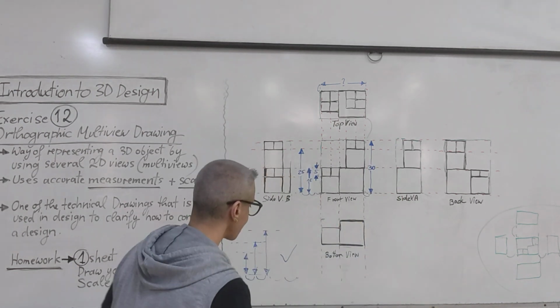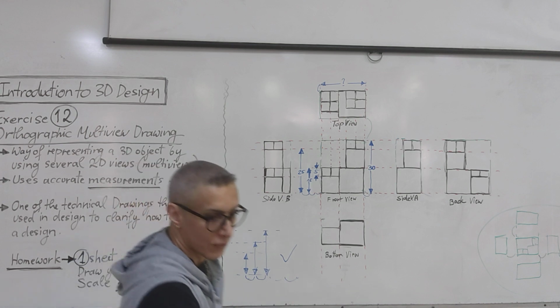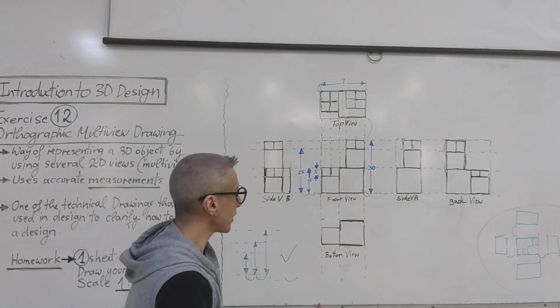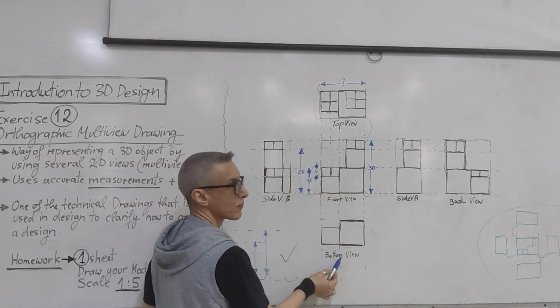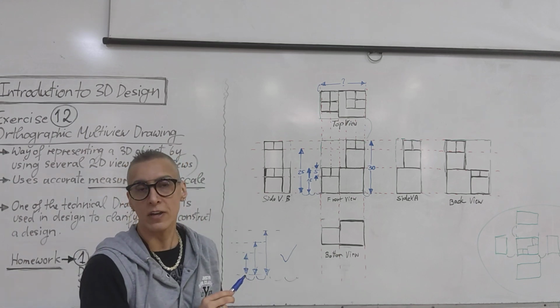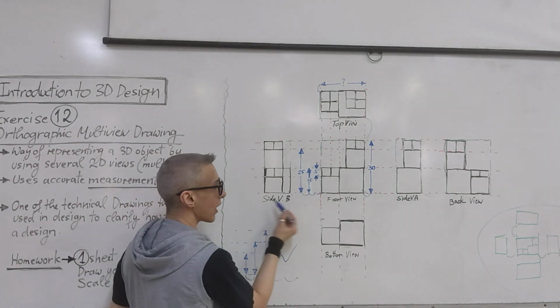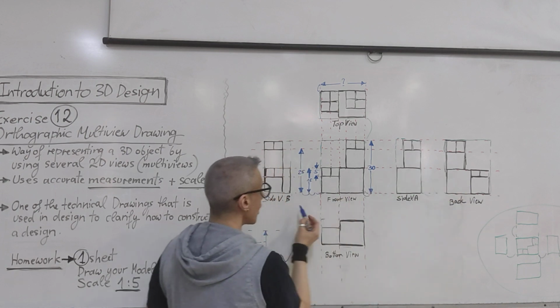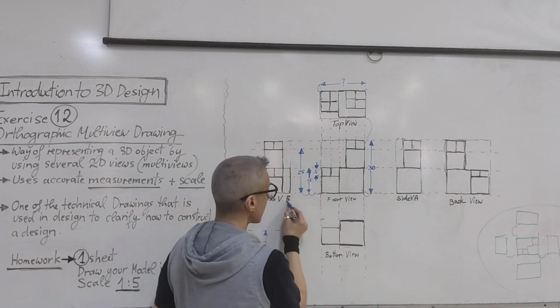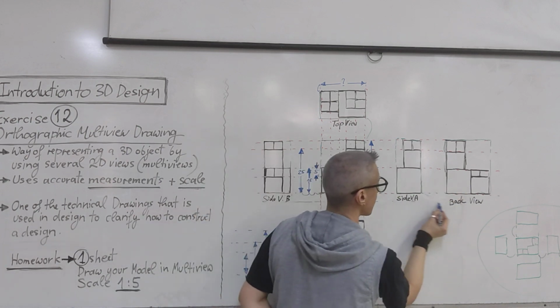Okay, now, there is another thing that you need to be careful about. The writing. The writing needs to be aligned. So side view, front view, side view, back view. If I take a line, okay, they need to be aligned perfectly.